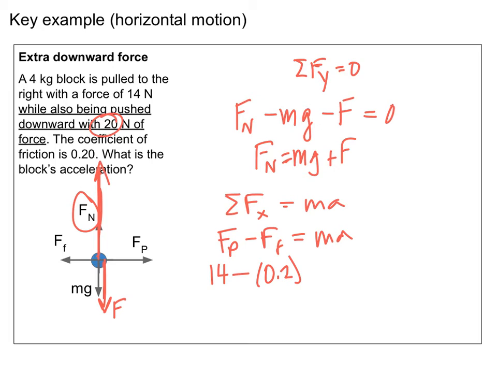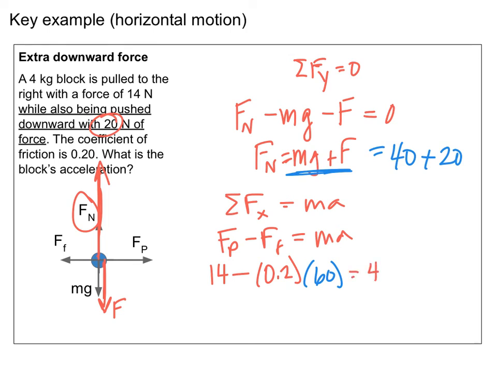The difference, though, is that my normal force is not just the weight. My normal force is my weight, so that's the 40, plus this extra applied force of 20. And so my normal force is 60. So that's the difference here.